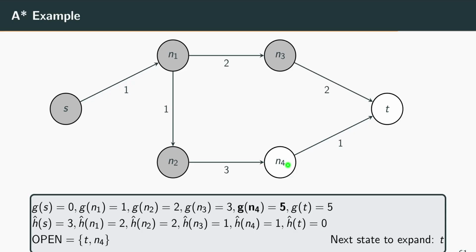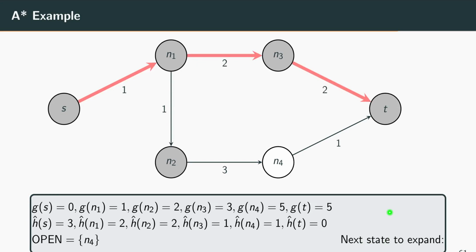So we have G is 5 and H is 1, that makes it 6. Exactly. And then for T, it is 5 plus 0, which means the next state to expand is T. And then once we expanded T, we have this check: if it's the goal node, we return the solution. Okay, fun question. How do you return the solution after you did the search?